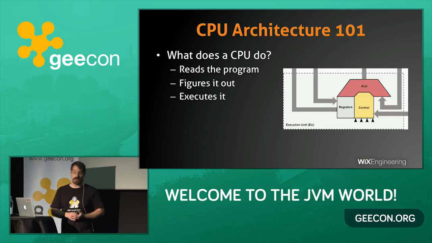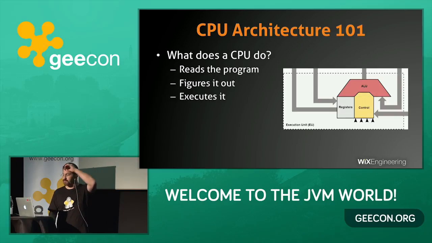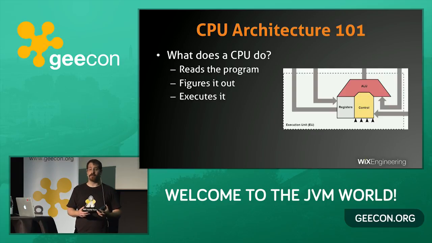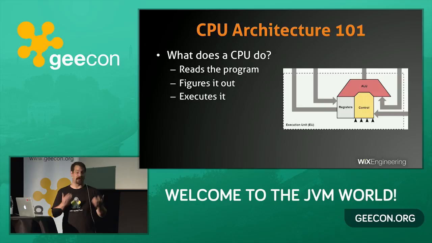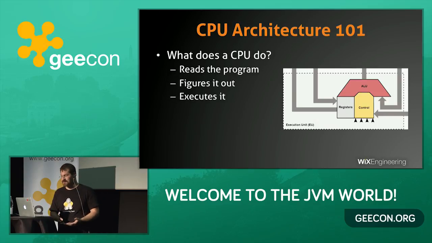Then it needs to actually do the computation. And there you have a number of units, the most famous of which is the ALU, or arithmetic logic unit, that actually does the thing that you told the CPU to do. It might be adding two numbers, subtracting two numbers, multiplying two numbers, whatever the instruction actually does needs to be executed somewhere. This is the execution unit's responsibility.